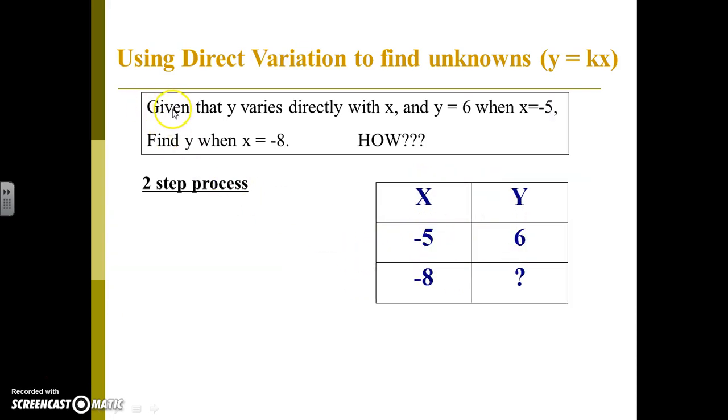So again, let's look at this one. They give us that y varies directly with x, and they tell us the y value is 6 when the x value is -5. So find the y value when x is -8. I'll give you a few minutes to copy the situation down and practice for yourselves.